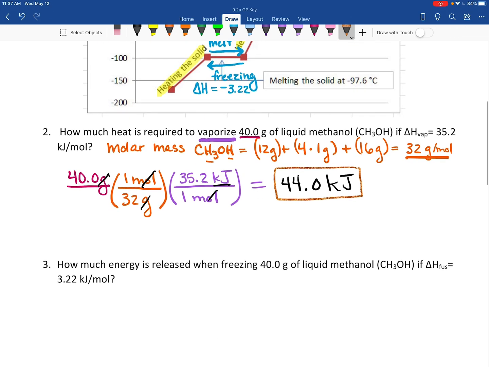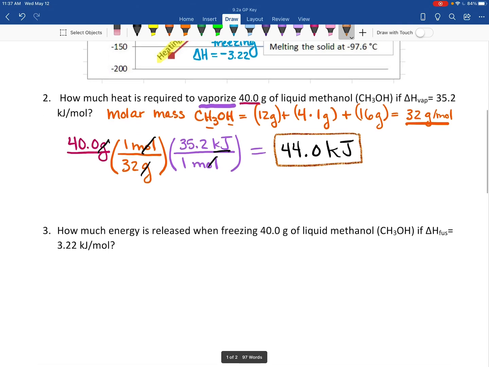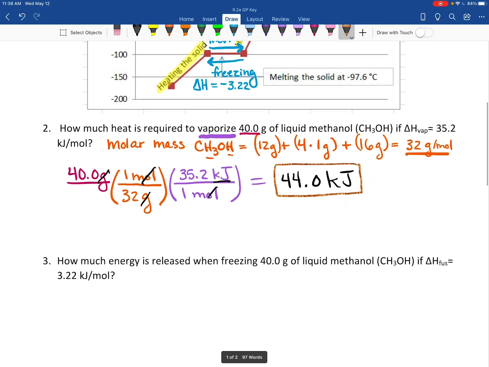In question number 3, we're asked to do this only now it's when something freezes. So we have to remember that freezing is in the opposite direction, and so this is where we're going to see our negative 3.22. All right, let's go ahead and set this up. So we're going to have, again, still 40 grams. The molar mass hasn't changed. It's going to be a constant, so 32 grams per 1 mole.